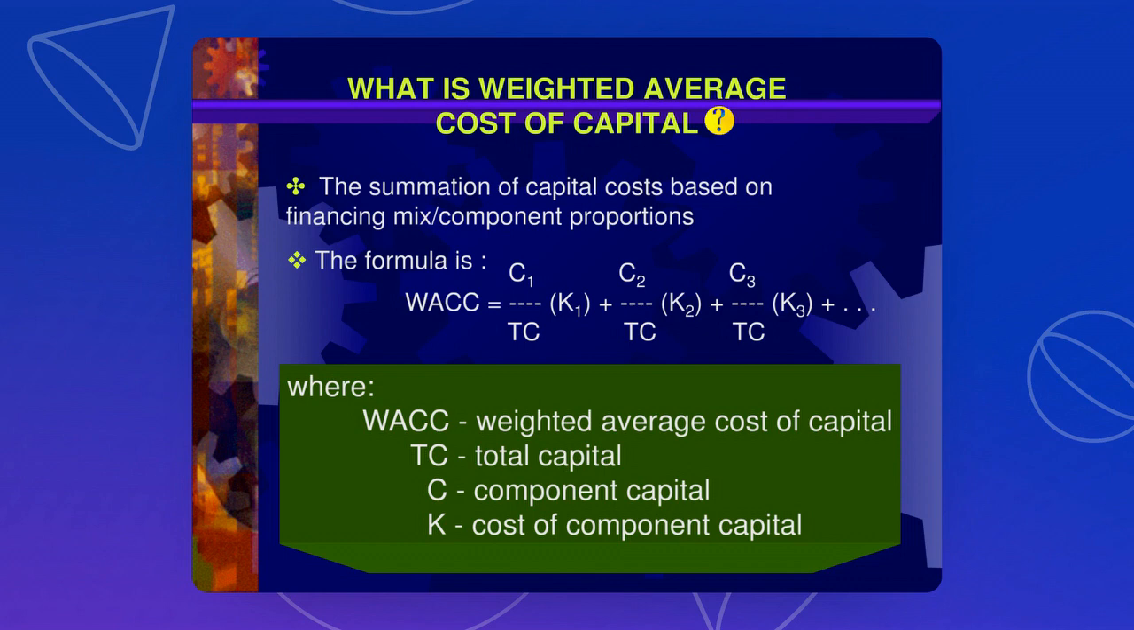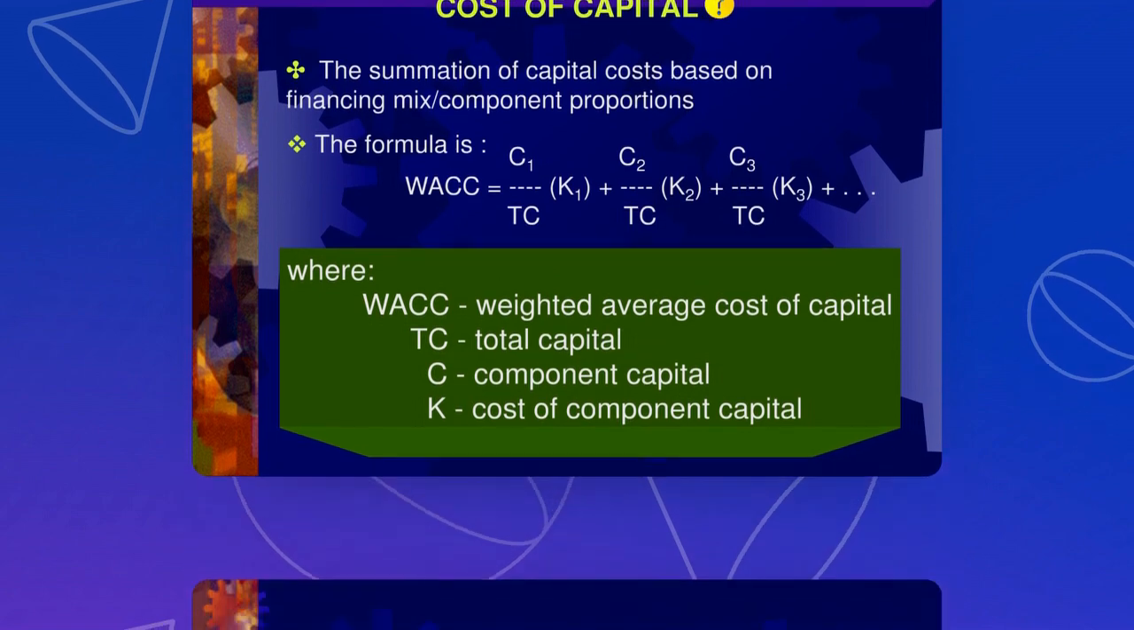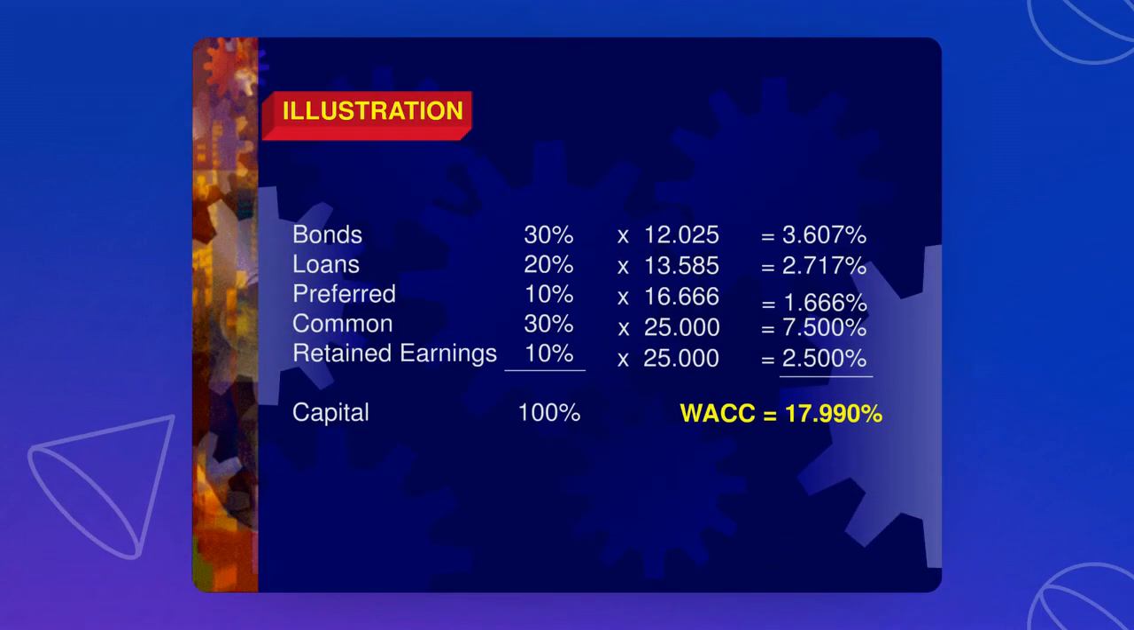Kaya lang medyo malabo siya, don't worry. Nakahanap ako ng mas madali in order for us to know, in terms of computing your average cost of capital. So ito naman ay WACC plus C1 divided by TC K1. So you can use this one naman. But for me, ito yung pinakamadali, class. For example, you have your bonds, you have your loans, you have your preference shares, you have your common, and you have your retained earnings.